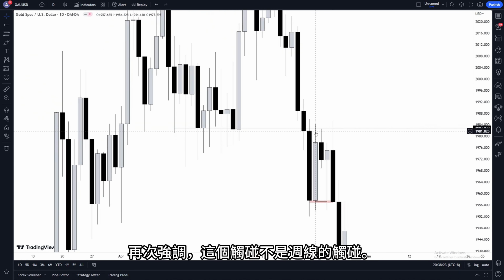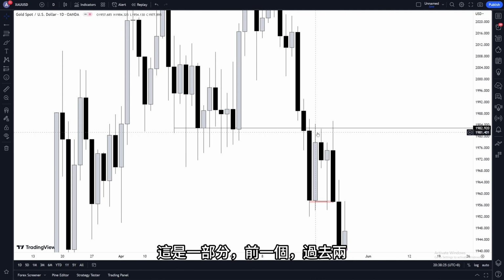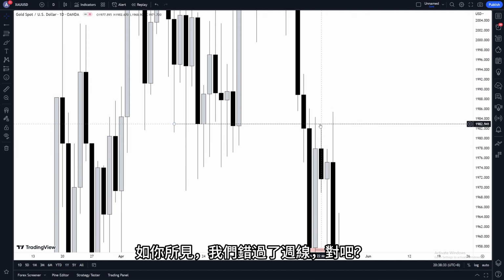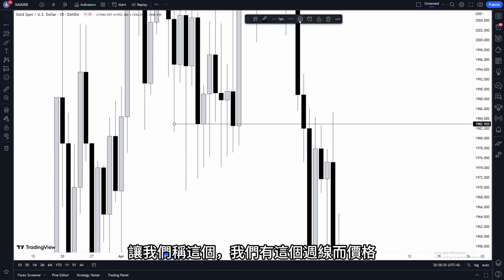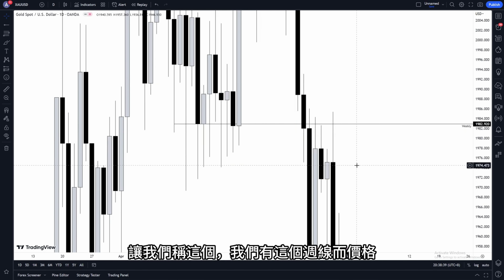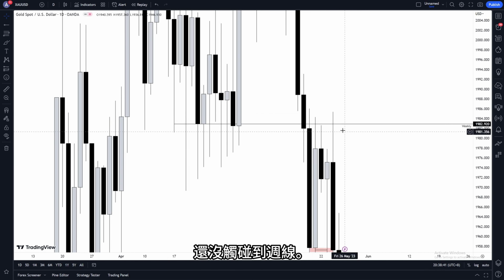Correct? Again, this touch is not a touch of the weekly. This is a part of the past 2 weeks. This is when the previous week starts. Correct? Okay. As you can see, we missed the weekly, right? Let me scroll this. Okay. We have ourselves the weekly and price did not touch the weekly yet.